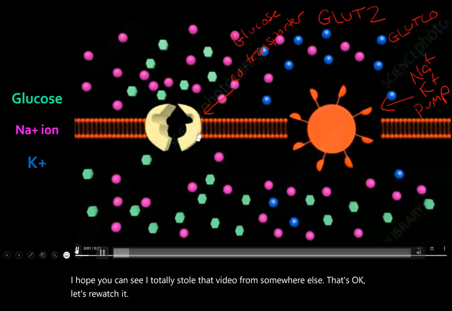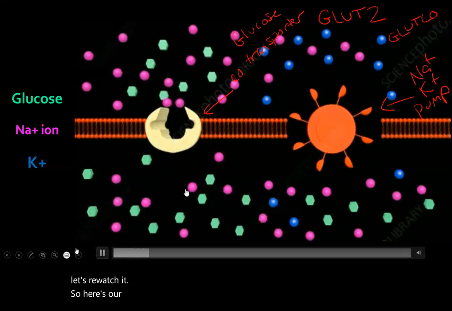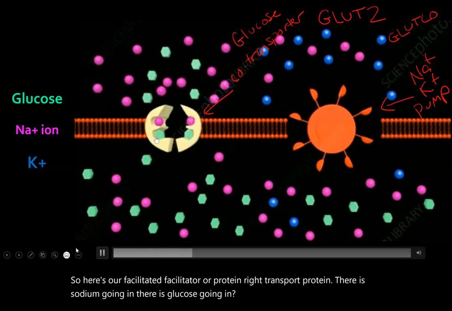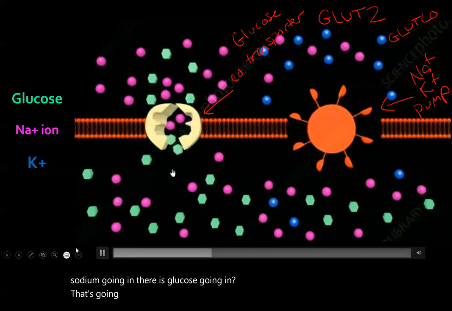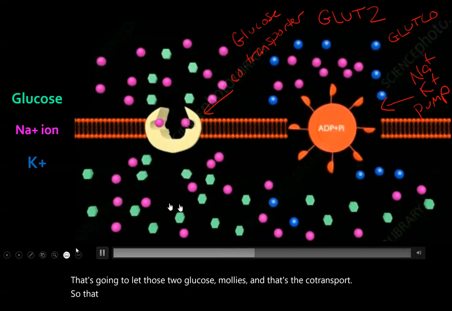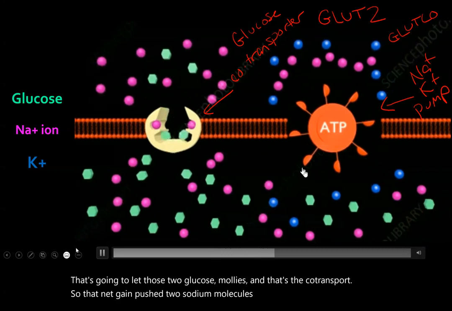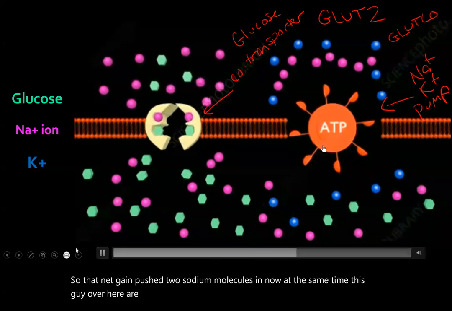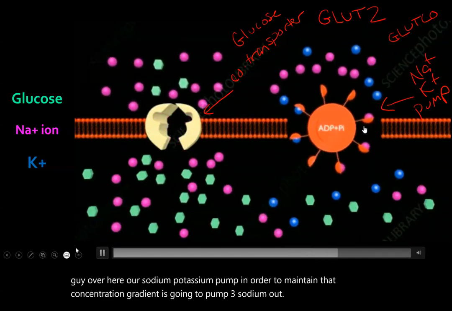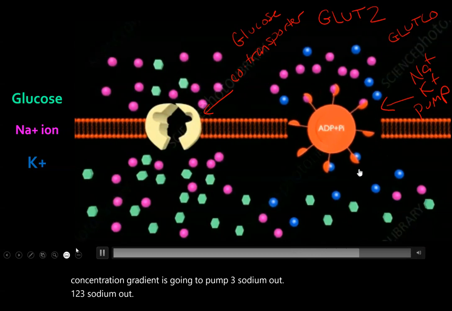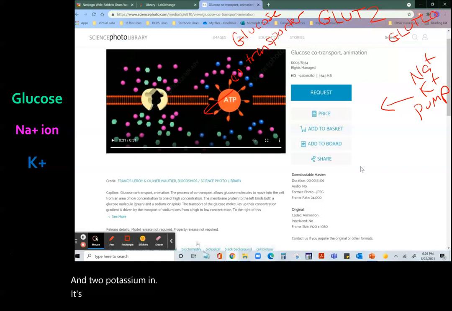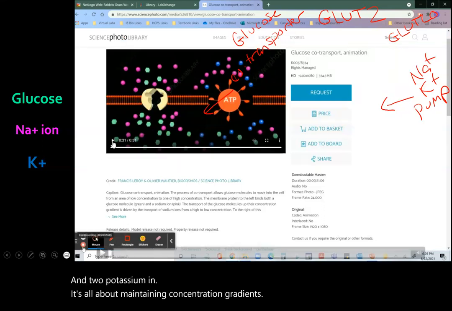Okay, so here's our facilitator protein, right? Transport protein. There's sodium going in. There's glucose going in. That's going to let those 2 glucose molecules in. That's the co-transport. So that net gain pushed 2 sodium molecules in. Now, at the same time, this guy over here, our sodium potassium pump, in order to maintain that concentration gradient, is going to pump 3 sodium out. 1, 2, 3 sodium out and 2 potassium in. It's all about maintaining concentration gradients. One more time.